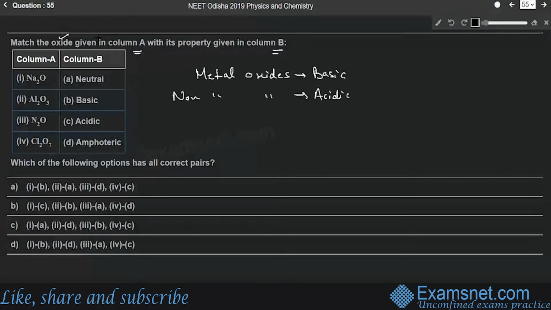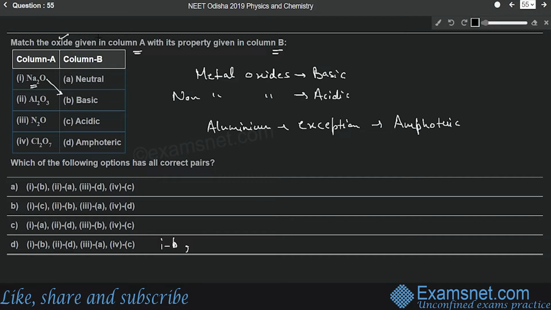And there are some exceptions also. For example, aluminium. Aluminium is exceptional because it gives an amphoteric oxide. Okay, amphoteric oxide. That means it will react with acid as well as base. So here the first one is sodium oxide. So we know that sodium is a metal, that means this will make a basic oxide. Okay, so the correct match for 1 will be number B.